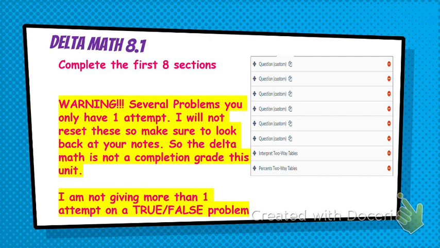In Delta Math, you need to complete the first 8 sections all the way up to the percent two-way tables, and you do need to make sure that you're careful. I would caution you, if you are going to work ahead, make sure you have taken the notes, and this is not just a guessing thing. I'm not going to be resetting these problems. Many of the problems are true, false, or multiple choice, and you only have 1, maybe 2 attempts on them. If you get it wrong, it's wrong, and I'm not resetting it. So just keep that in mind.